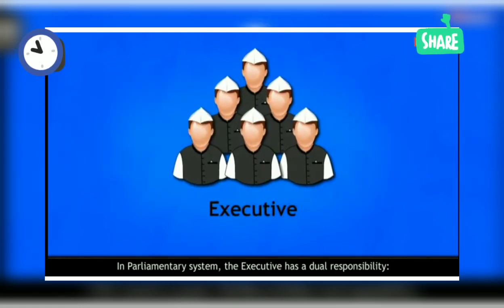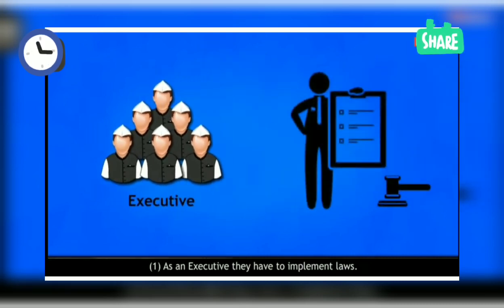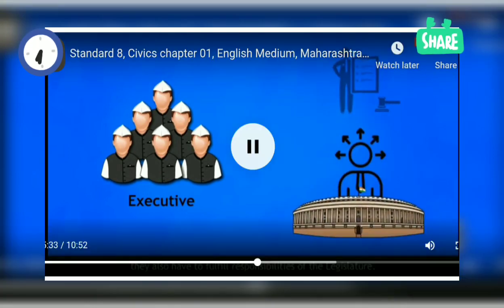In the parliamentary system, the executive has dual responsibility. There is not one responsibility, there are two. Number one, as an executive, they have to implement laws. Whatever laws are created by the legislature, they have to implement, means they have to put them into practice. They also have to fulfill the responsibilities of the legislature.